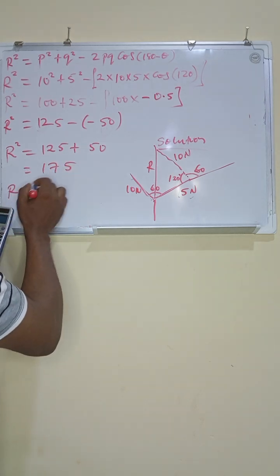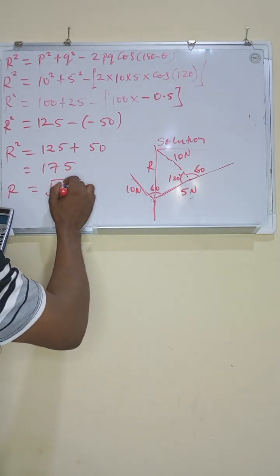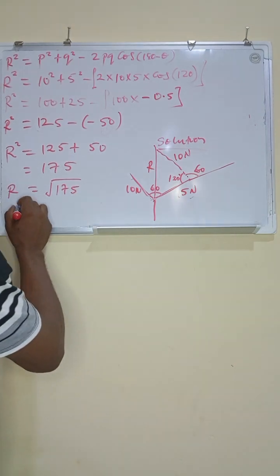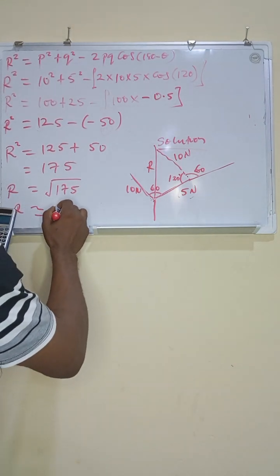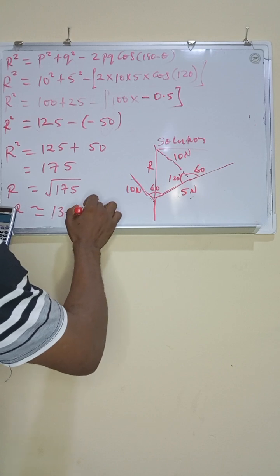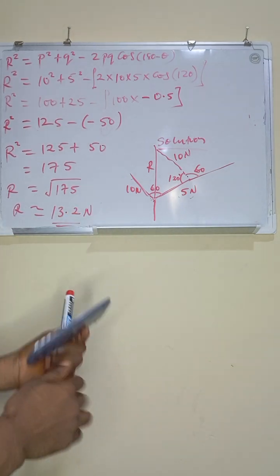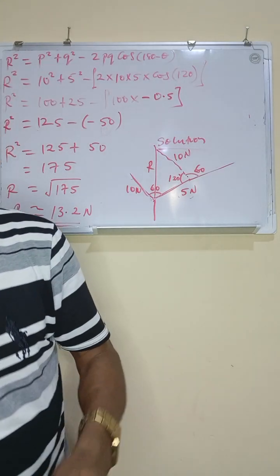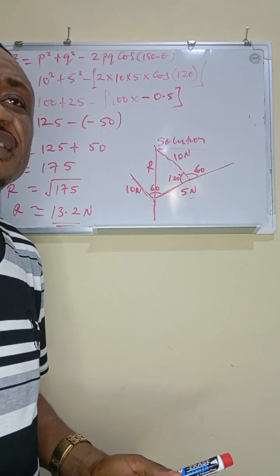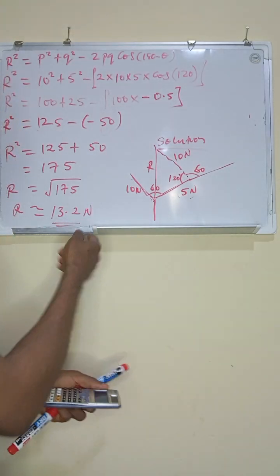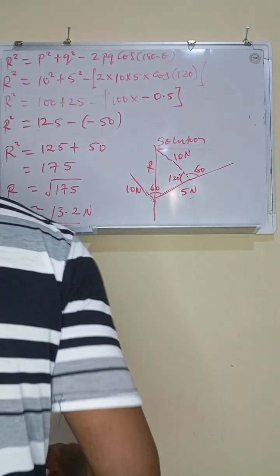Then R is equal to the square root of 175, approximately 13.2 Newton. This is the resultant. Then you know that when we define the resultant, we say it will have the same effect in magnitude and direction. So this is the magnitude. We need to find the direction.